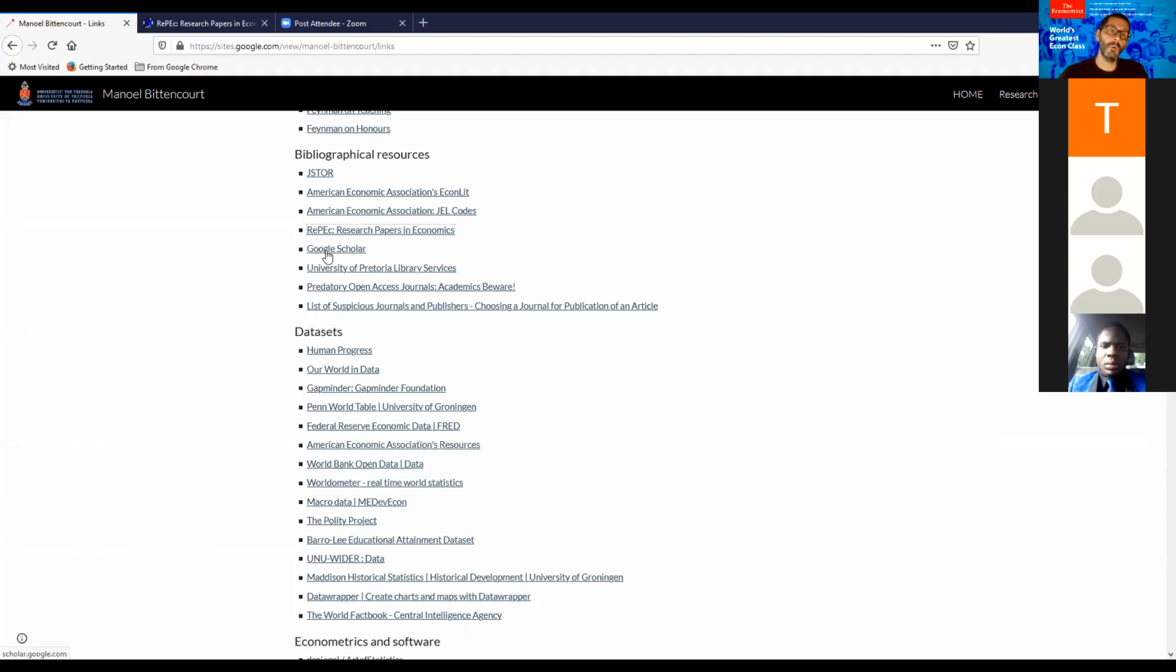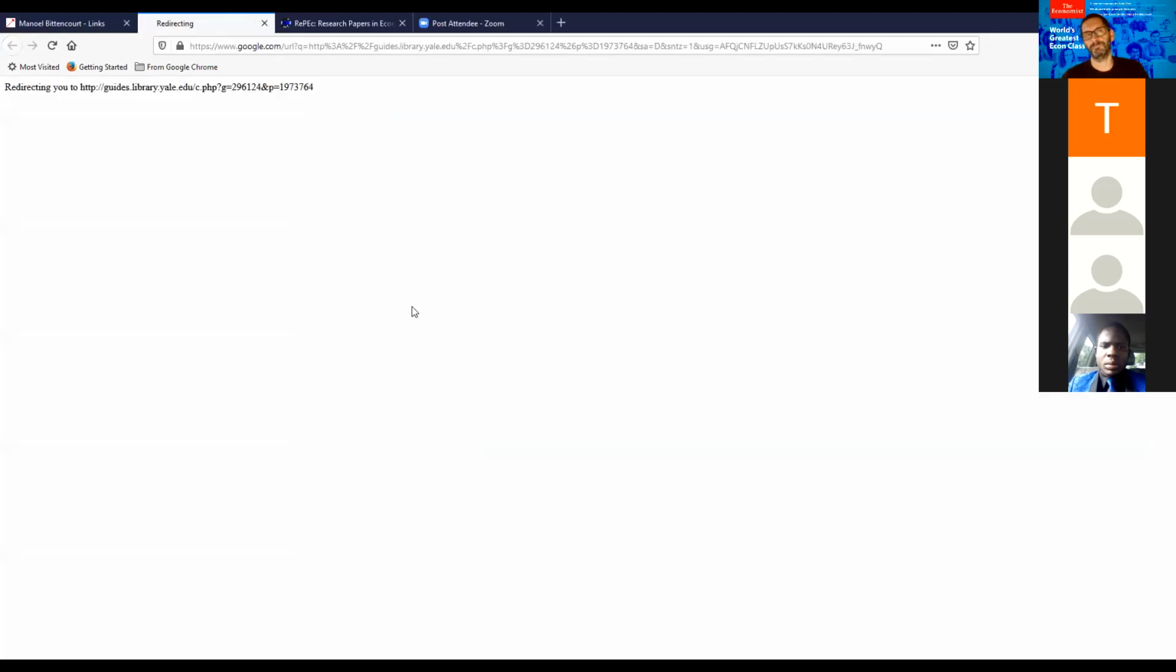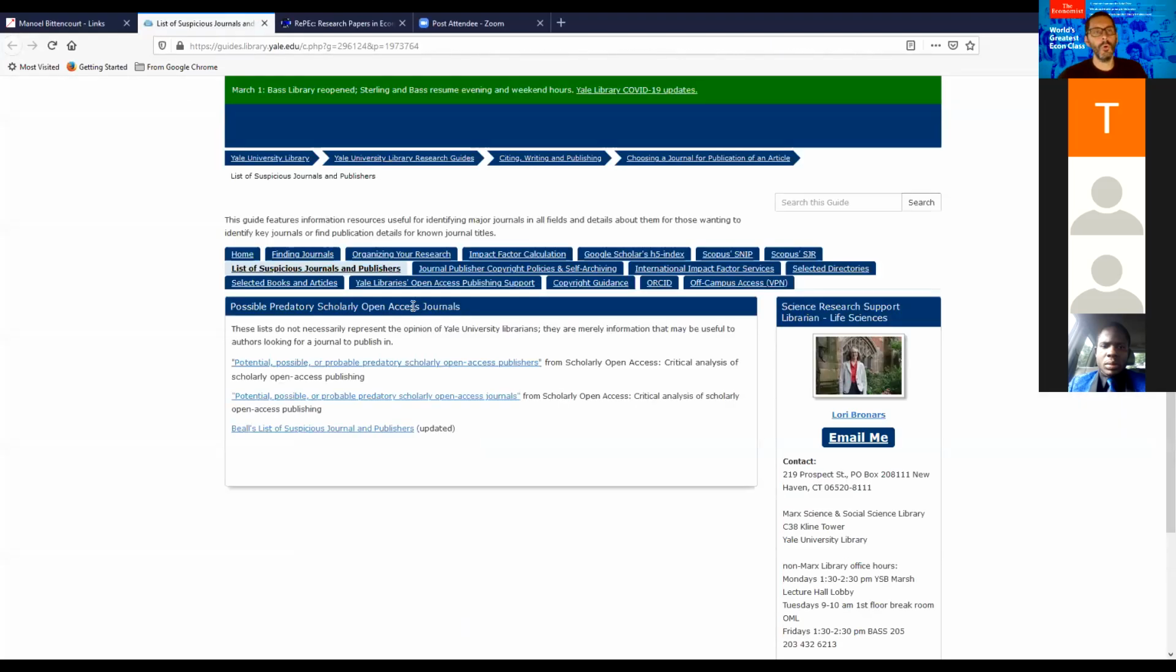Google Scholar. You have heard of Google Scholar. University of Pretoria Library Service, predatory open access journals. So there is some information about these predatory journals that we've been talking about. And there is a list of suspicious journals and publishers, choosing a journal for publication of an article. Let's press that. And then we go, folks, to Yale University Library. Yale is an Ivy League American university. In there, it says, choosing a journal for publication of an article, list of suspicious journals and publishers. But in your case, you have to find a good journal, a good paper. You don't want to find a paper which was published in a predatory journal. That's the whole point here.